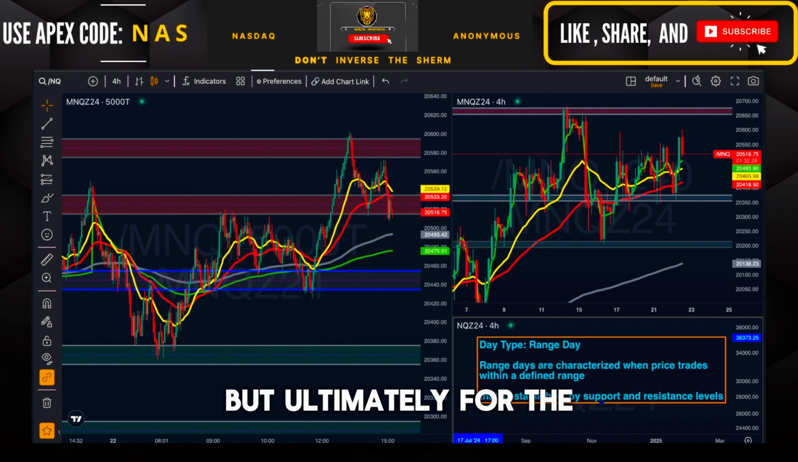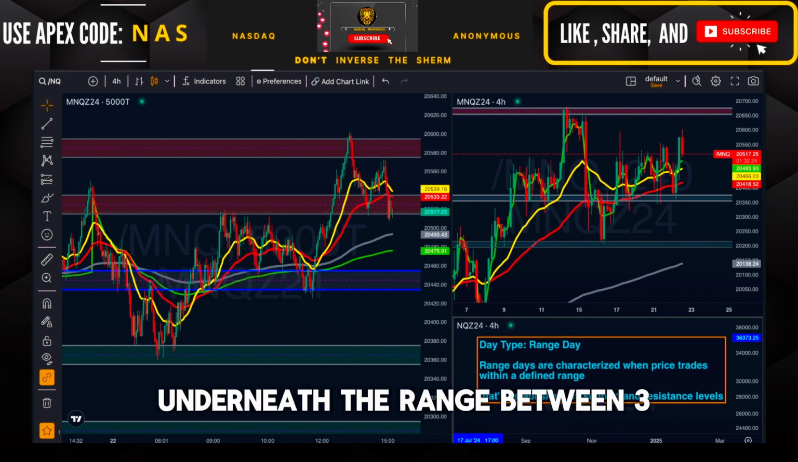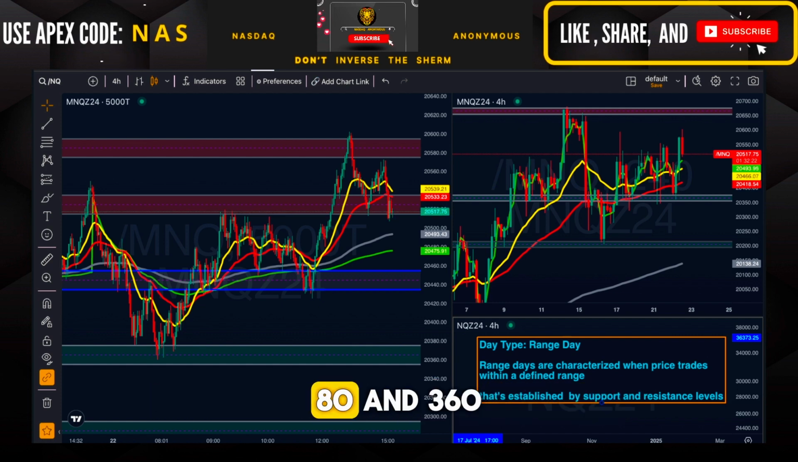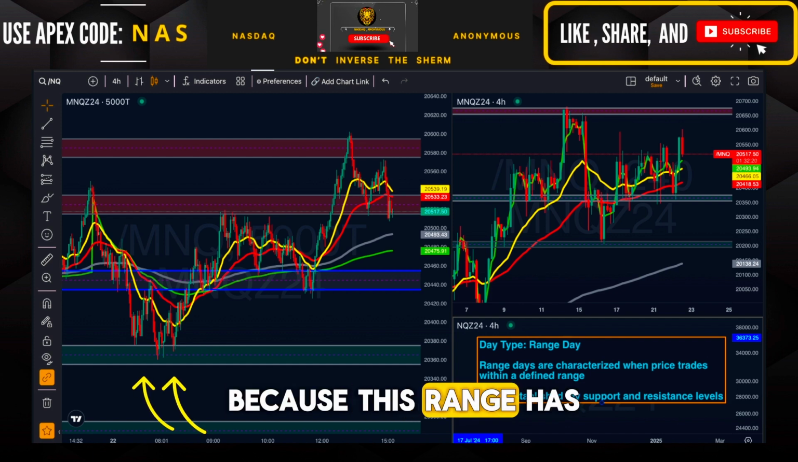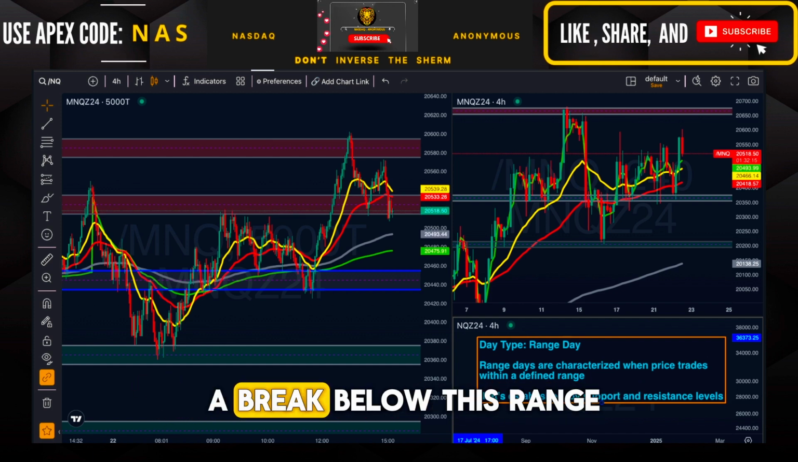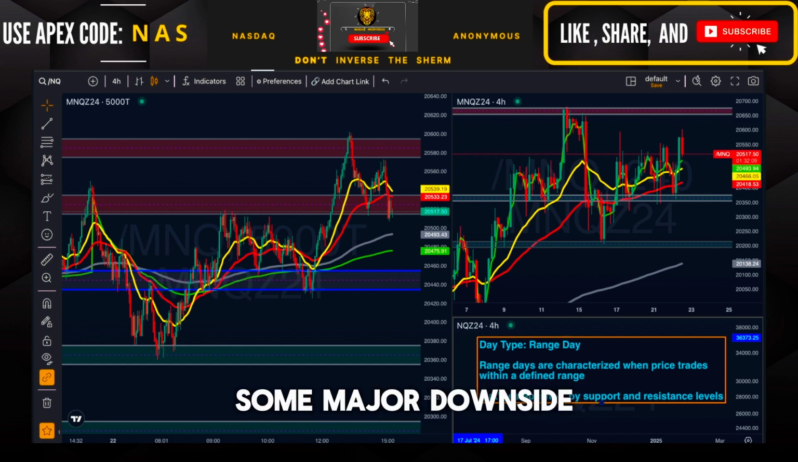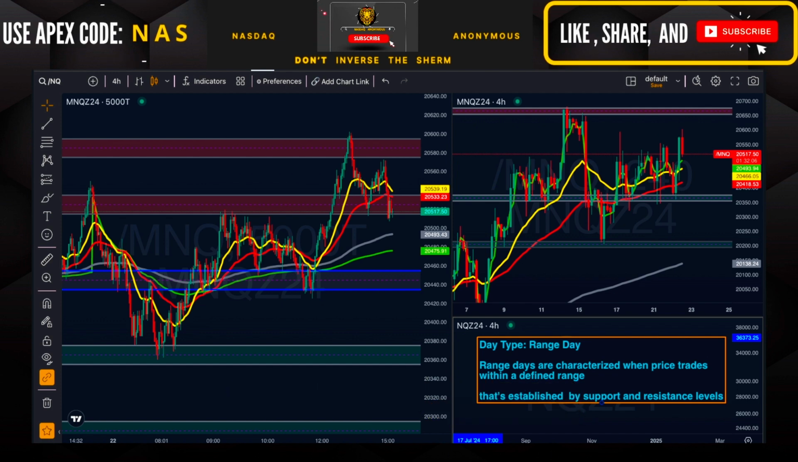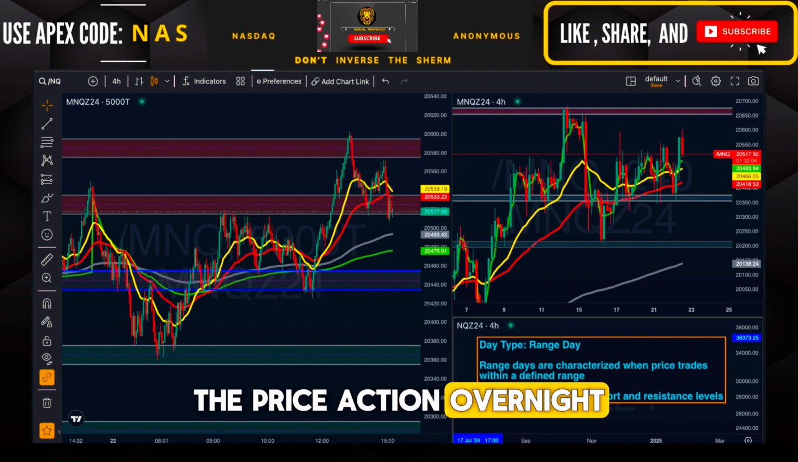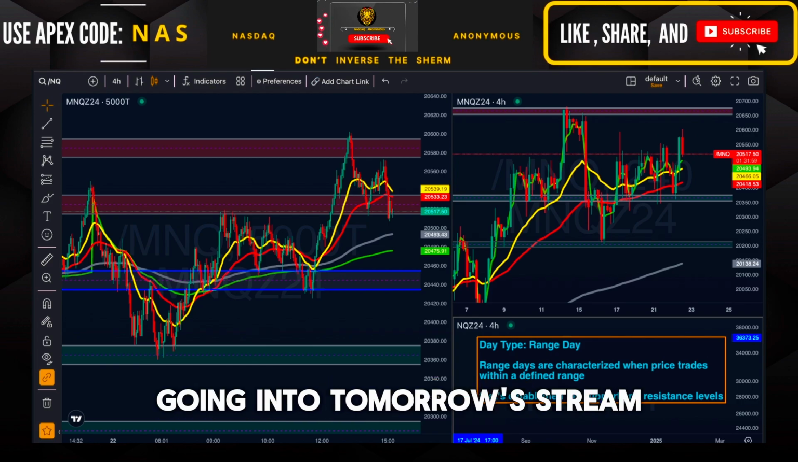But ultimately, for the bulls' sake, we really don't want to see price trade underneath the range between 380 and 360, because this range has been acting as major support. And if we see a break below this range, the bears come in and use this area as resistance, we can definitely expect some major downside. But the price action overnight will definitely be essential for our bias going into tomorrow's stream.